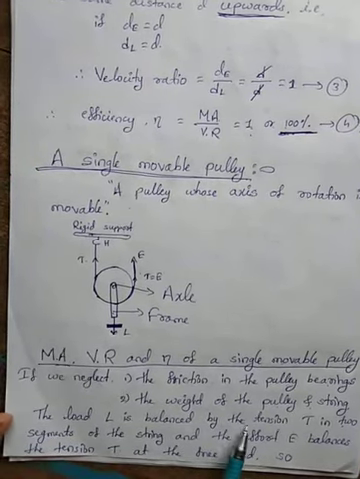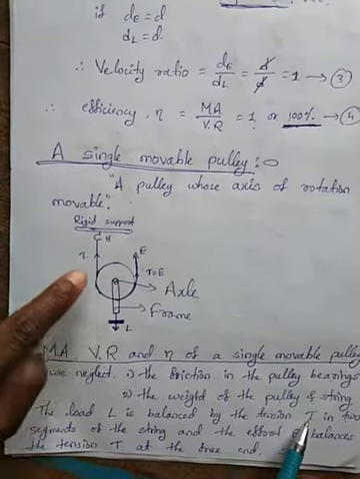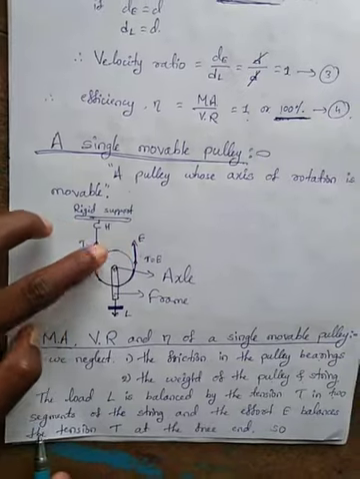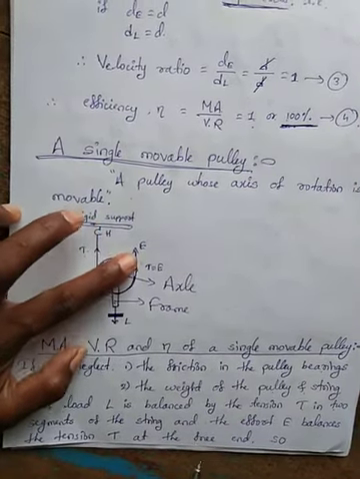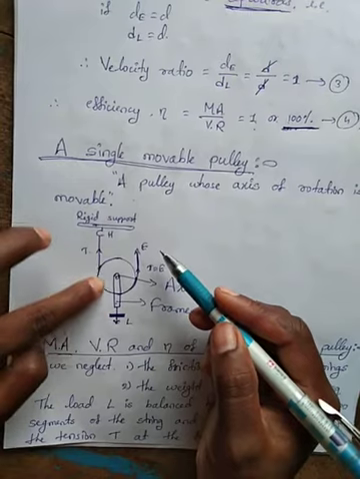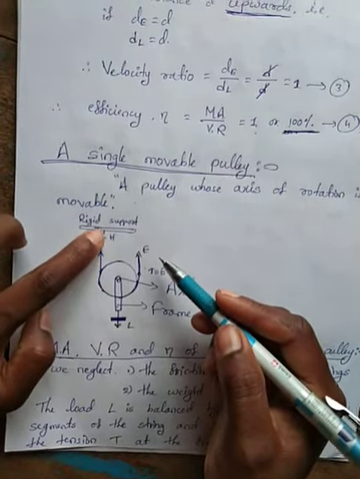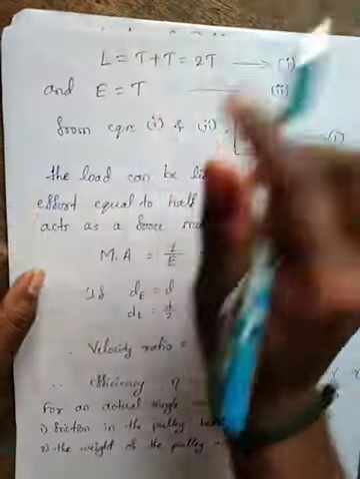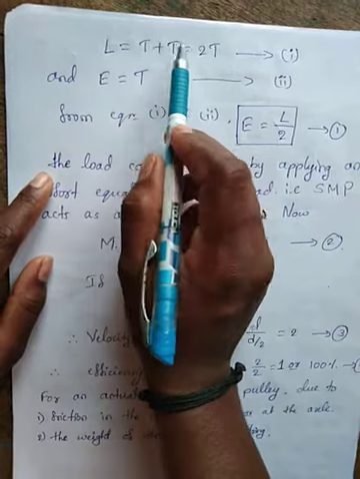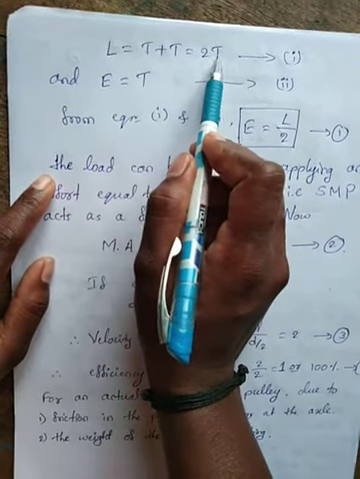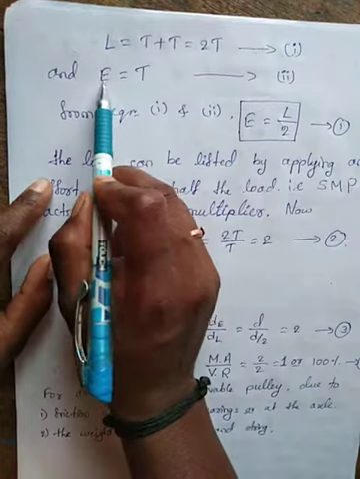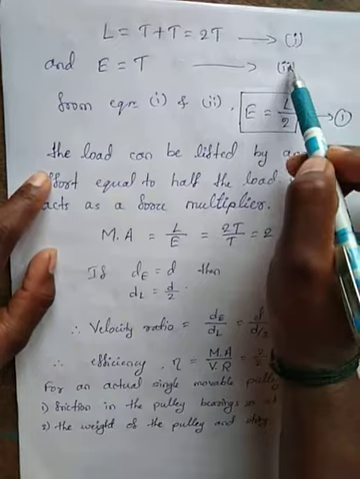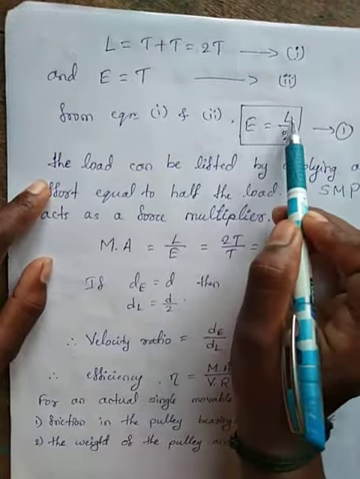Load L is balanced by the tension T in two segments of the string, and the effort E is balanced by the tension T at the free end. This is the free end, and this load string is attached to the hook. So we get L is equal to T plus T, that is equal to 2T, equation number 1, and effort E is equal to T, that is equation number 2. From equation number 1 and 2, we get E is equal to L by 2.